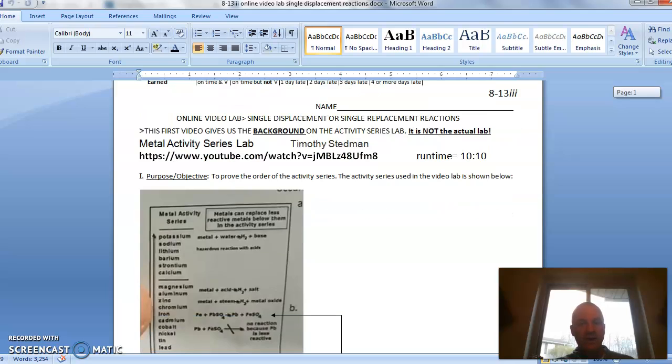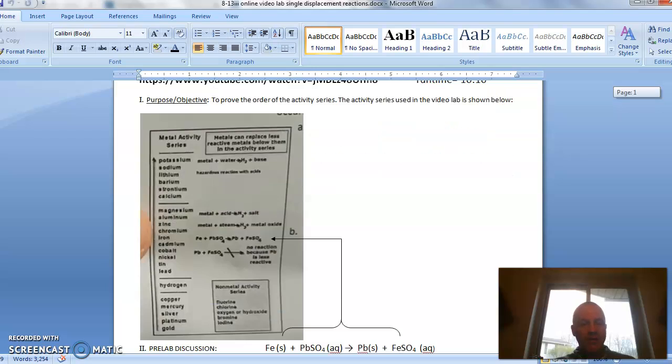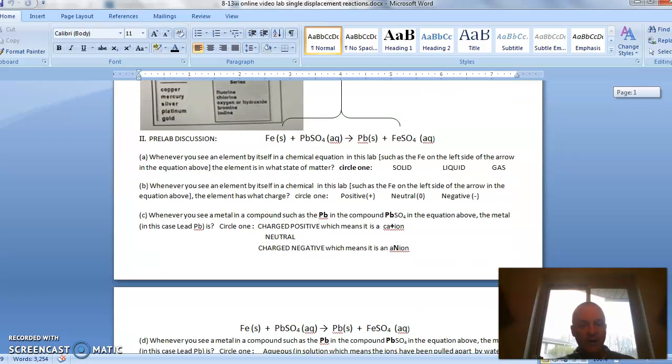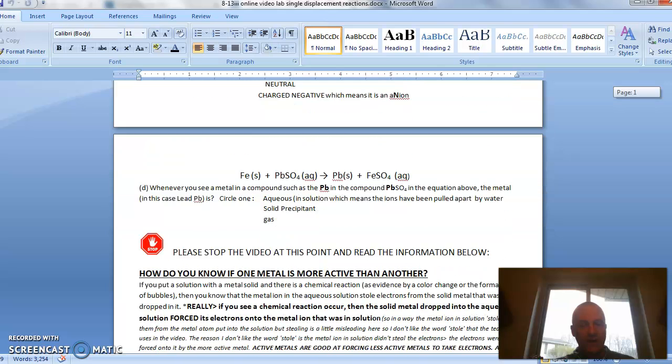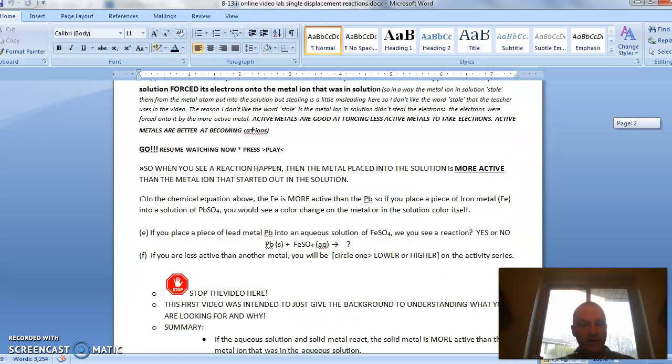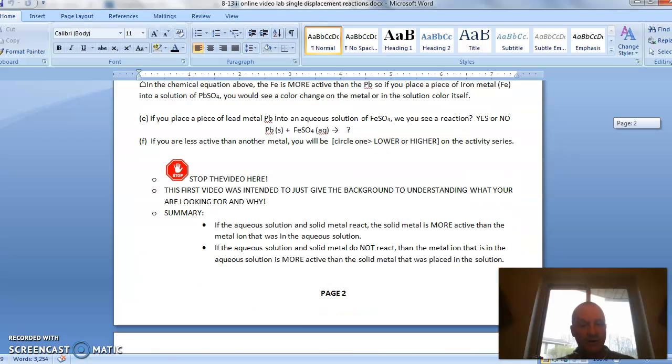The first video you're going to watch on the activity series of the metals will be just an informational video telling you how it works, what to look for in the reactions, and what is happening. You'll want to stop the video at this part right here, where there will be a little bit of information about what is actually taking place during the reactions, and then you'll resume with the information.